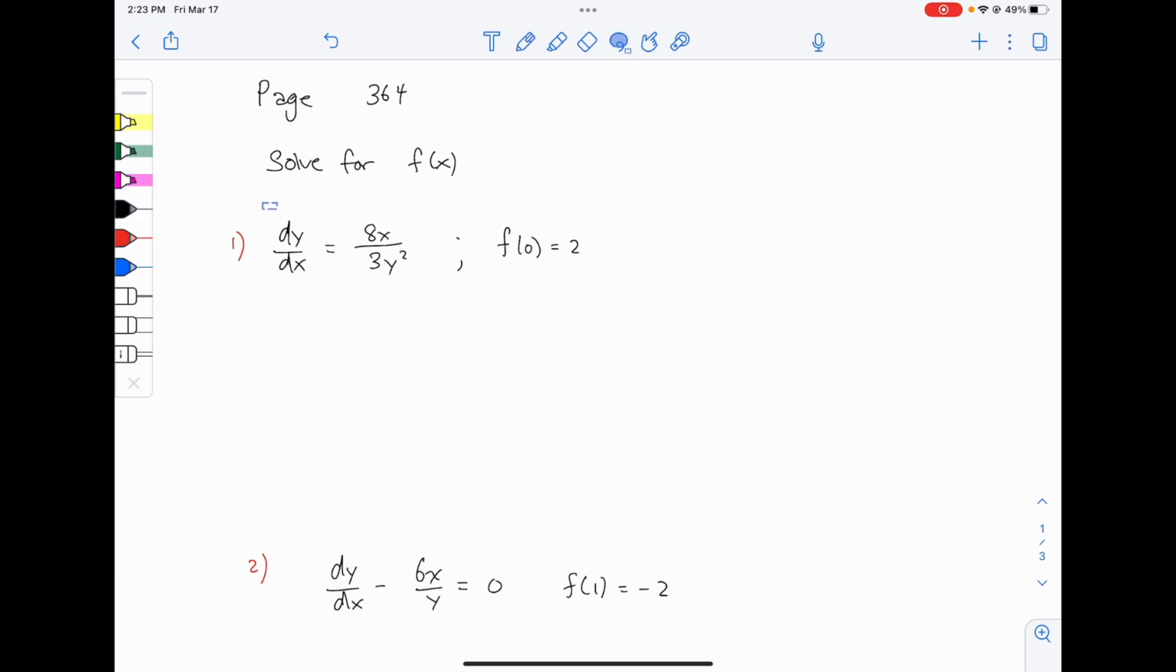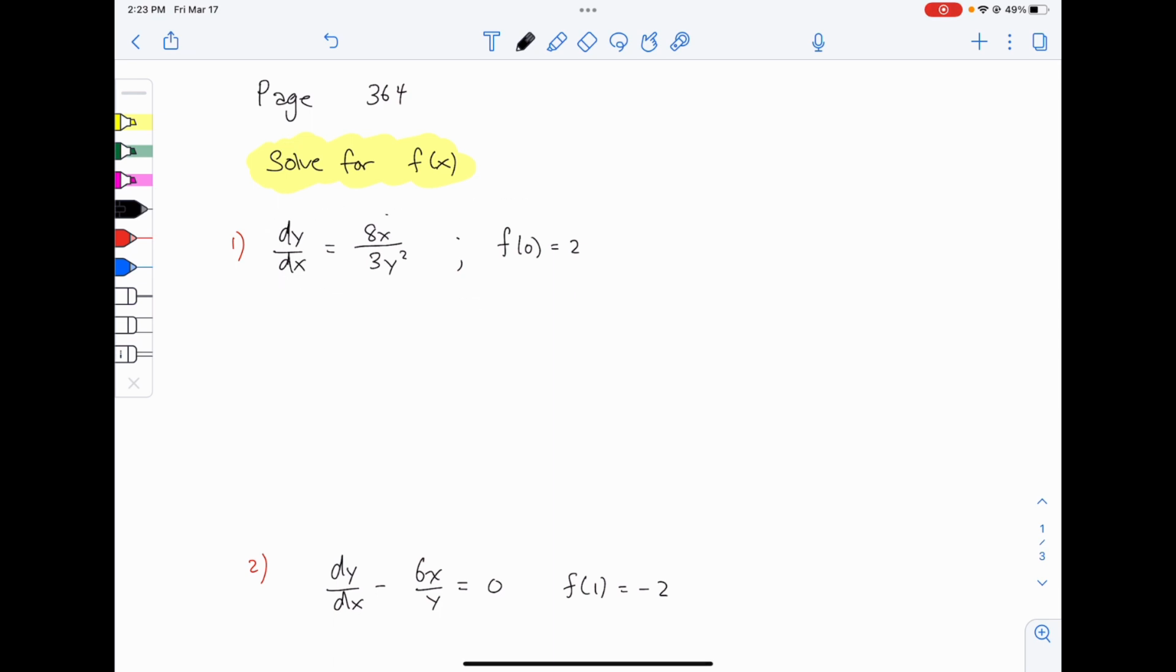So we have something like dy over dx is equal to 8x over 3y squared. And we have f of 0 is equal to 2. If we look at the question, it says, please go ahead and solve for f of x. Which, just like in grade 9, 10, 11, and 12, is basically saying find the function f of x such that it satisfies both of these things.